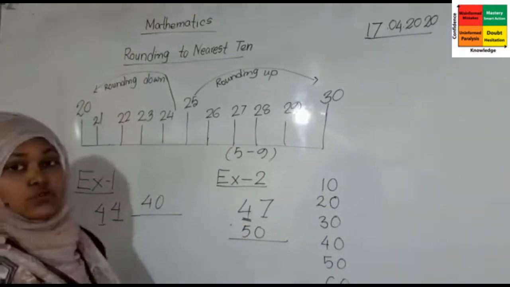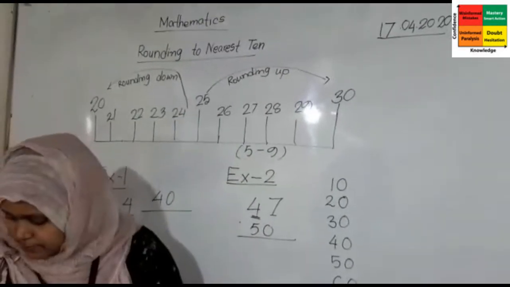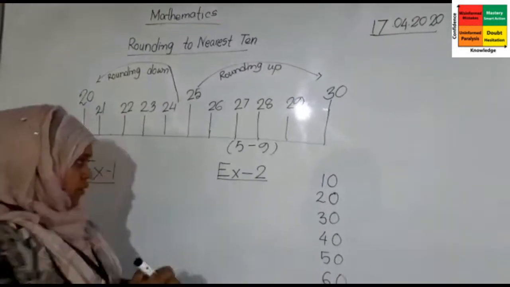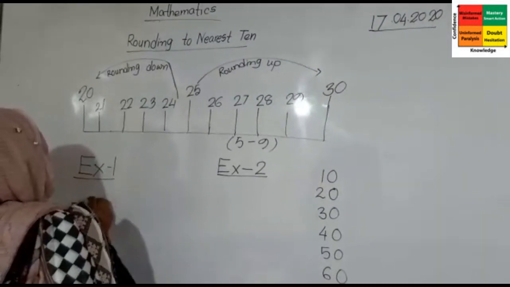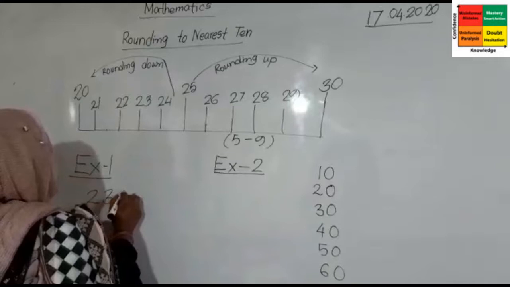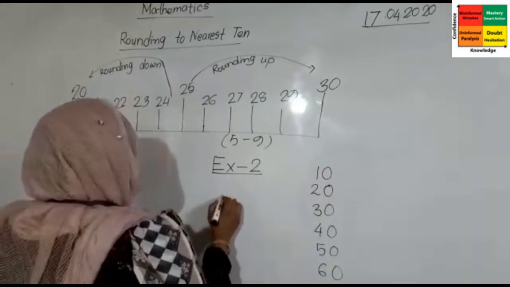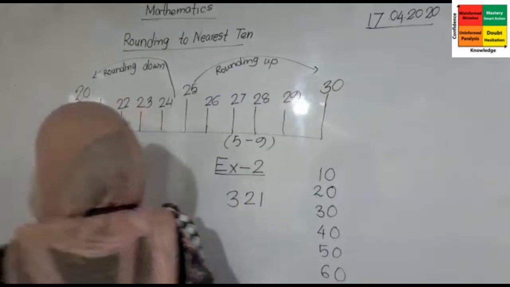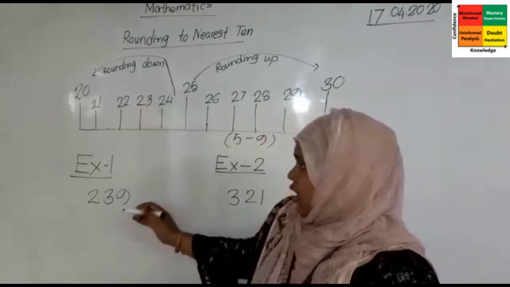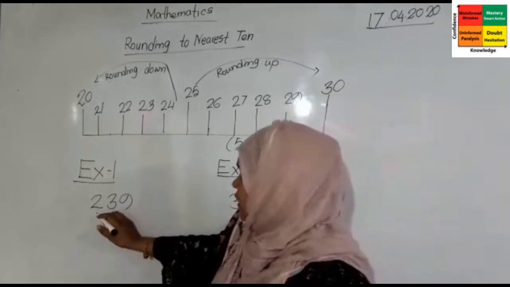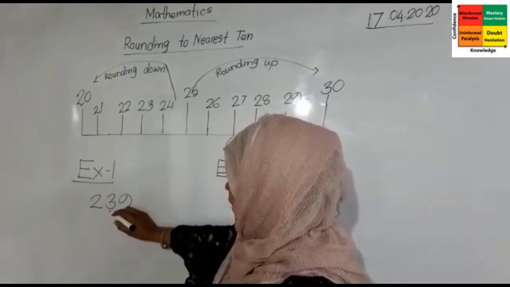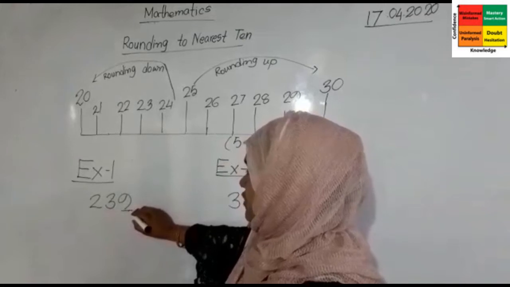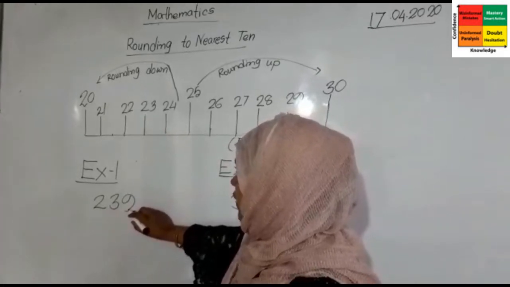But I want to discuss 3-digit numbers here, like 239. How can we do this rounding to the nearest 10 in these numbers? As we already learned, we have to look at the last digit, the rightmost digit of the number. So look here. This is 9.